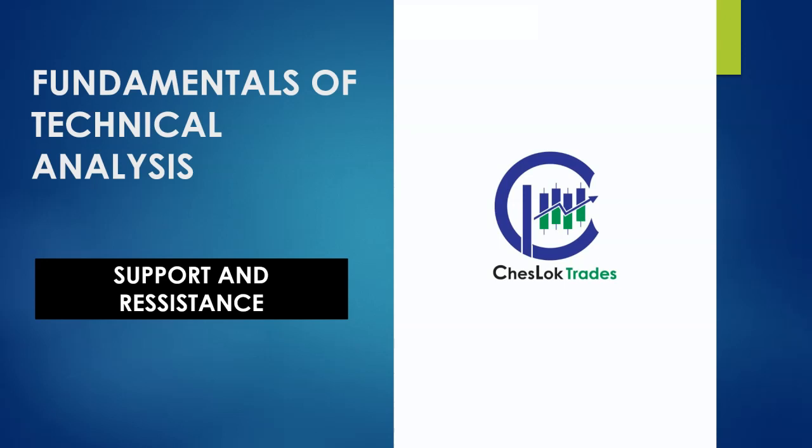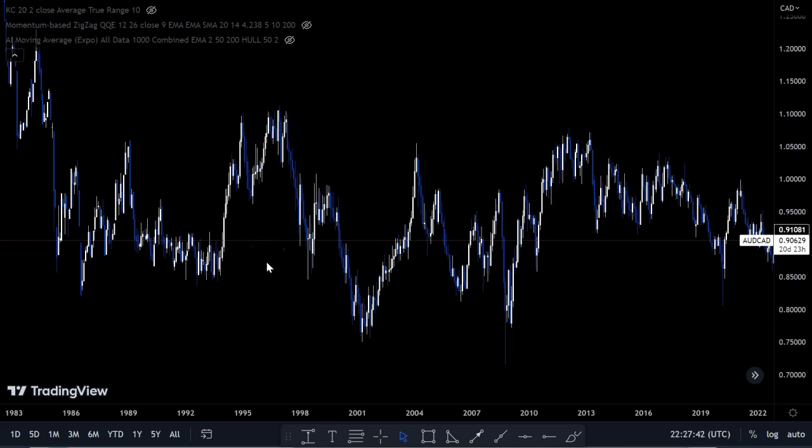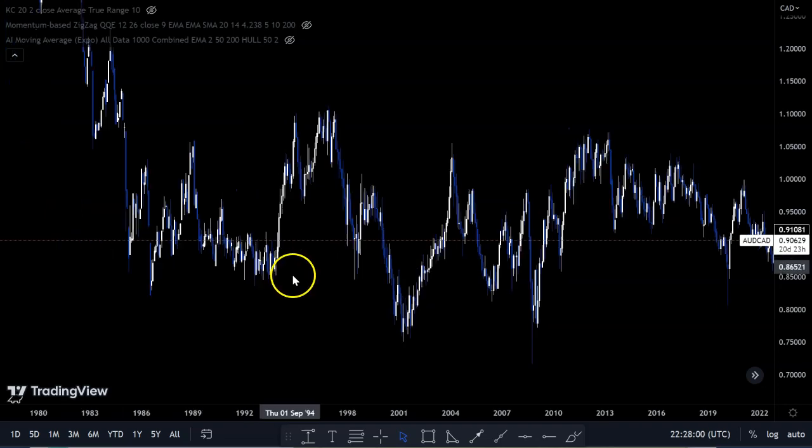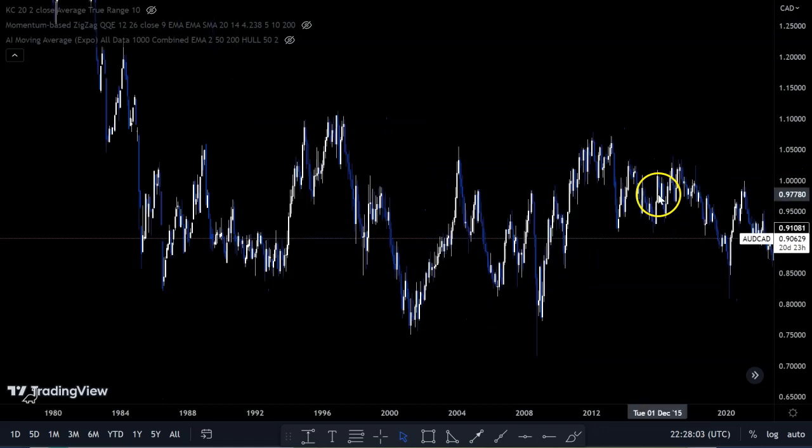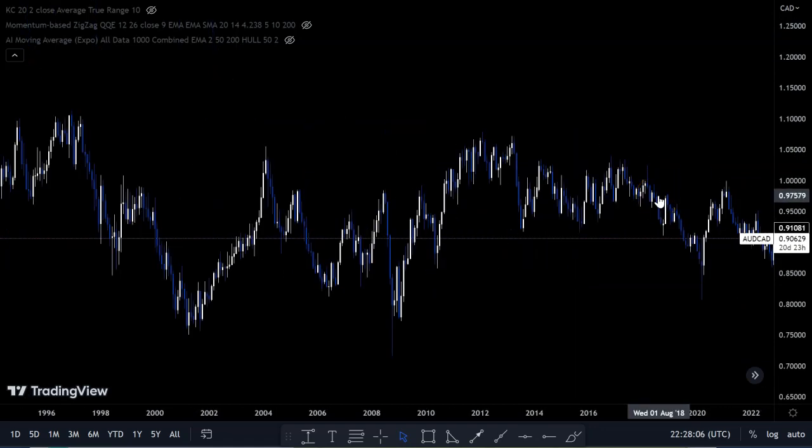Without further ado, let's get into support and resistance. Support and resistance is very vital, without which our technical analysis will be baseless. So I want to define support and resistance in the simplest way I can. Support is something that supports price going upwards, and resistance is what resists price from going upwards. That means it makes price go downwards.